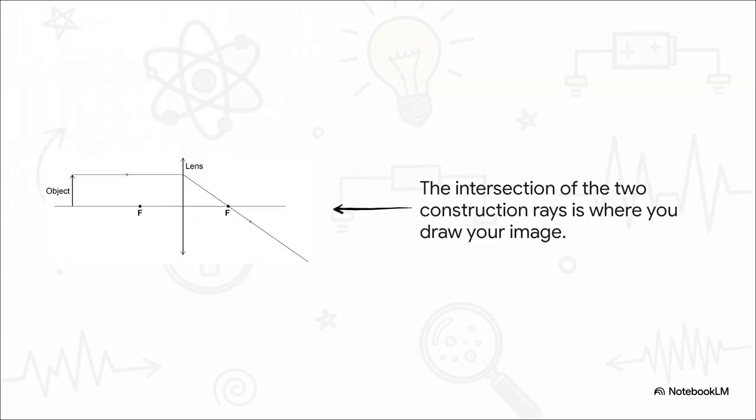And voila, here is the finished diagram. You can see exactly where our 2 lines meet. That intersection point is crucial. You just draw a vertical arrow from the axis down to this point. This shows us the image is real because actual light rays are meeting, and it's inverted because it's upside down.